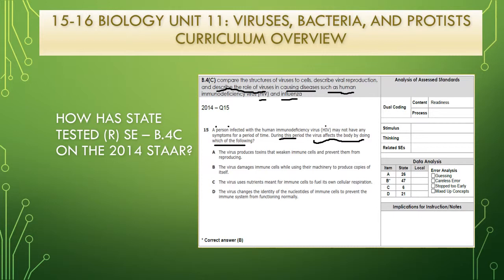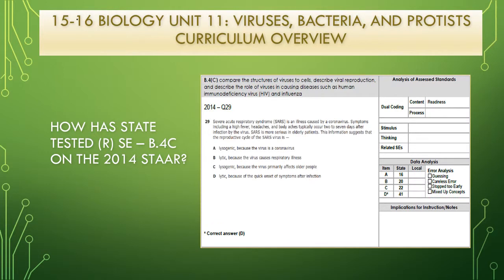And HIV, of course, it says such as, so it is one of the examples that can be used. However, other different types of viruses can also be assessed, not just HIV and influenza. Those are just two of the types, but in this question they are assessing the virus, HIV. And the correct answer was B.